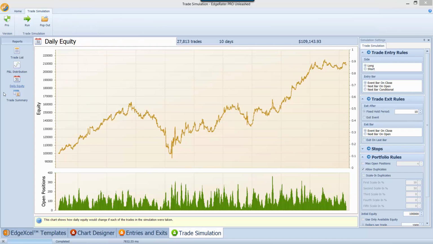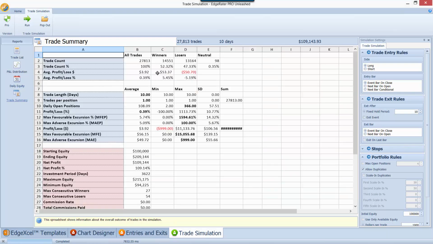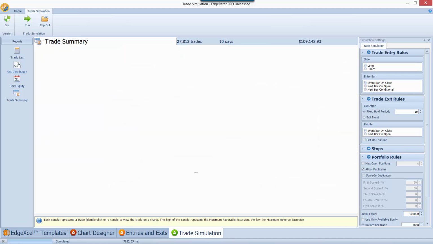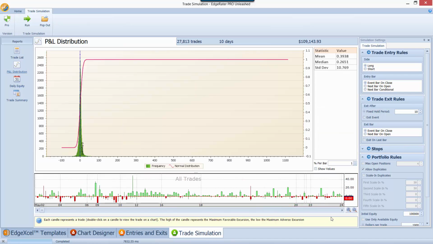So other charts that you get in here, well, there's obviously the summary, which is basically the stats of the whole strategy: how many trades there were, how many winners there were, percentage of winners, the average percent of each winning trade, and overall average percent. It tells you starting equity, ending equity, net profits, that sort of thing. And then the P&L distribution, which is an interesting chart to look at.